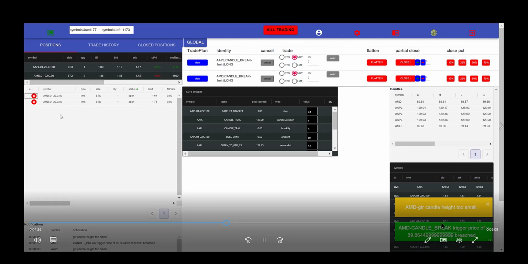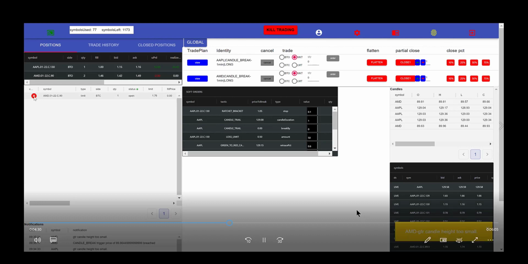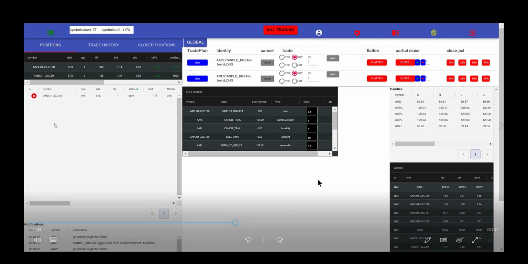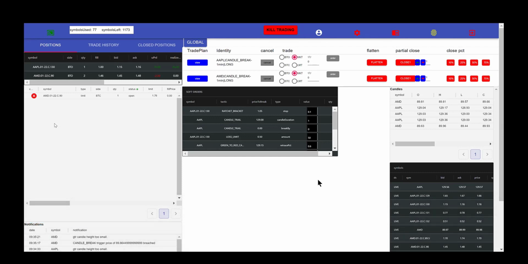Over here, you can see things that are happening. So it showed the breach of the candle high. This GTR stands for green to red. And so it's looking for, has something gone your way, green, and then gone against you quickly, red. So that's one way that we exit on your behalf to prevent you from having big losses.